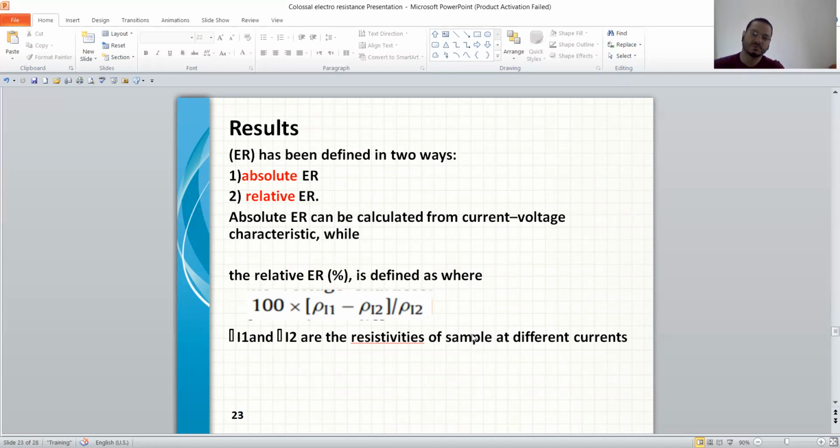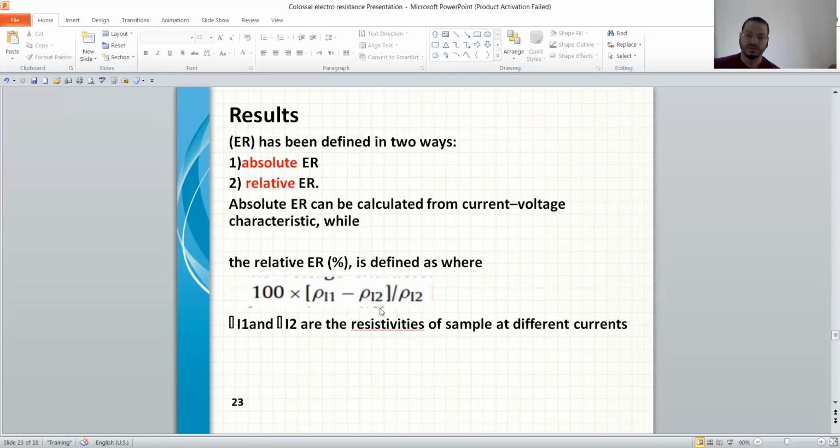Let's take simple information about absolute electronic resistance, which can be calculated from current-voltage characteristics. The equation here: 100 times the bracket of resistivity at I number 1 minus resistivity at I number 2, divided by resistivity at I number 2. Here resistivity at I number 1 is the resistivity at current number 1, and here at current number 2. It's important to be able to calculate the absolute electronic resistance.